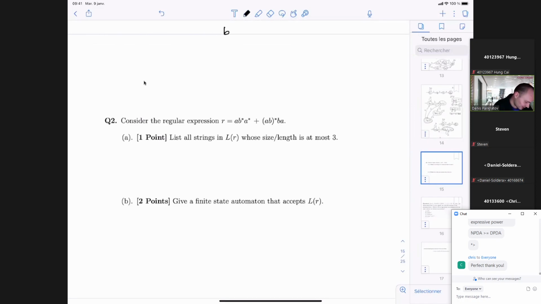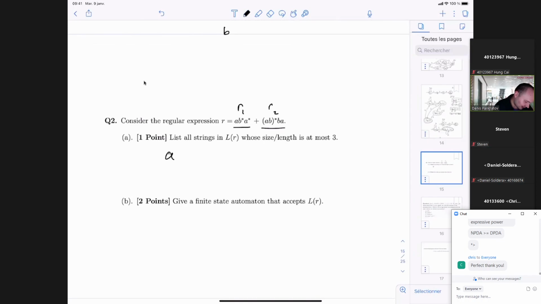So a string of length 0 is not in the language, because here we have a union of two possibilities. The first language associated to this R1, so to speak, the shortest string here would be A.